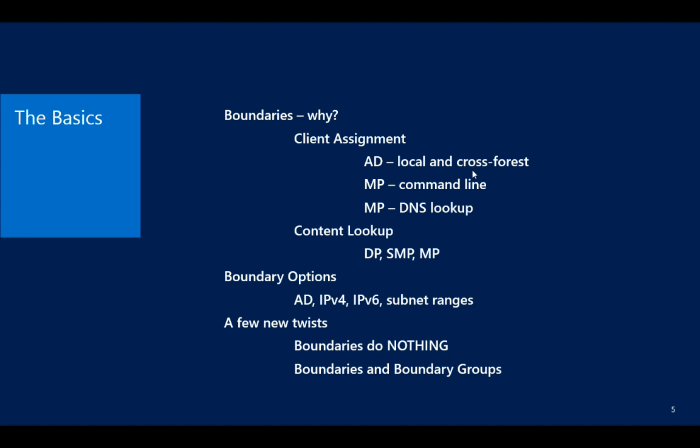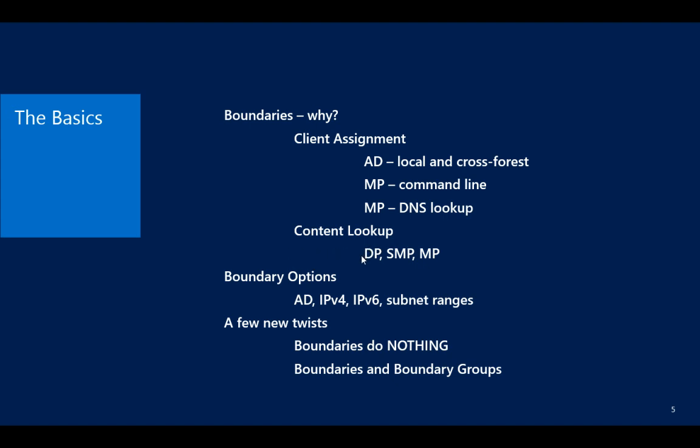That's new as of Config Manager 2012, the ability to publish boundary information and such in AD of a remote forest. If you don't choose to publish to AD, or even if you do that and want to have other options, you can use a management point to look up what site the client belongs to. Now, you can specify the MP via command line. You can have an MP available in DNS lookup, whatever, right? Once we find the MP, we can go through and validate that we're at the right site based on boundaries.